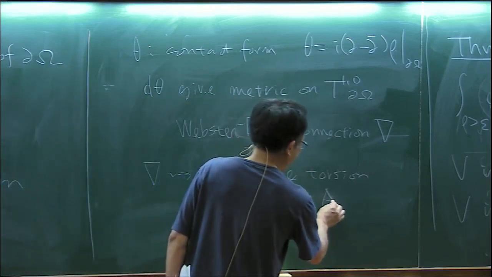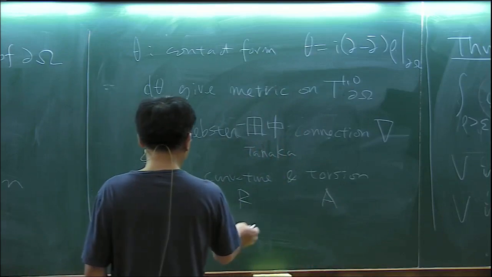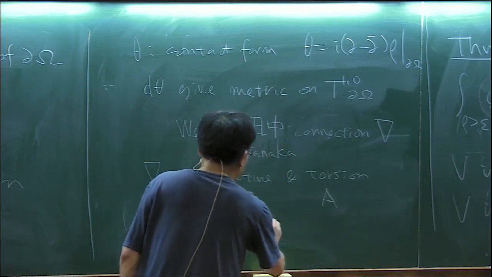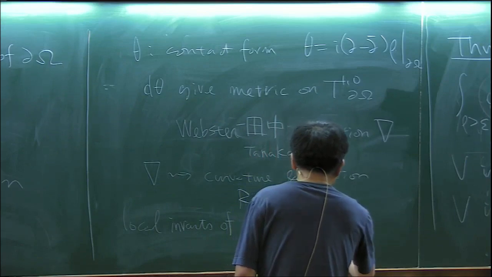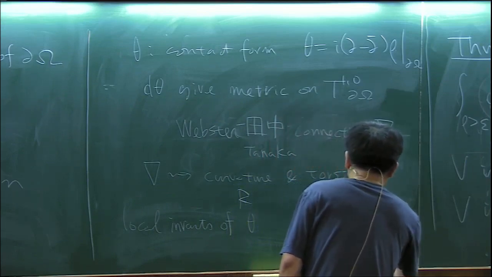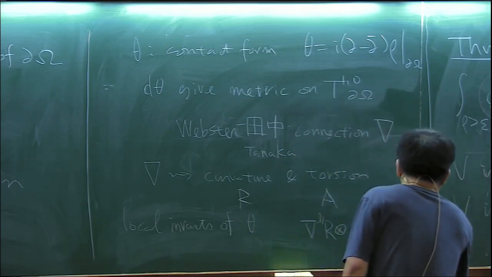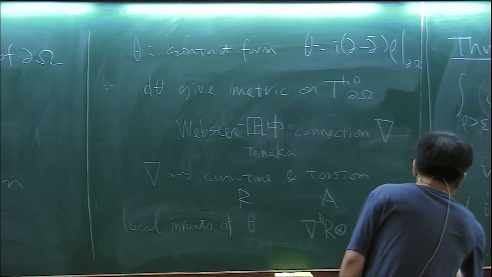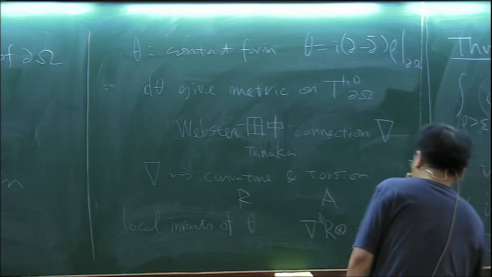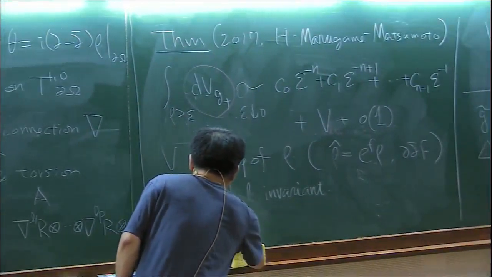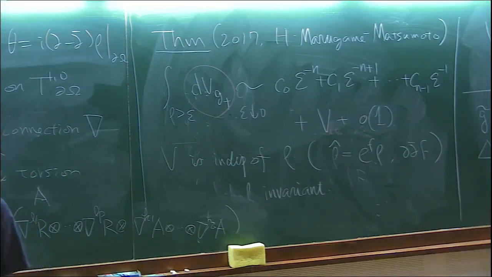Then you can construct local invariants of theta by applying some number of covariant derivatives of R and of A, and contraction by using the Levi metric. So you have some scalar object. So take a linear combination of all such.